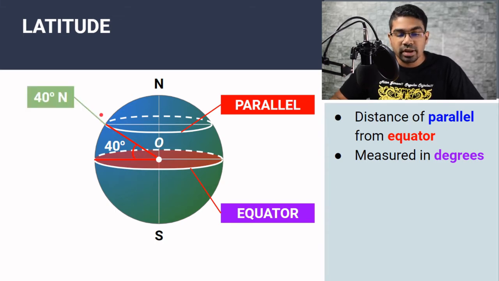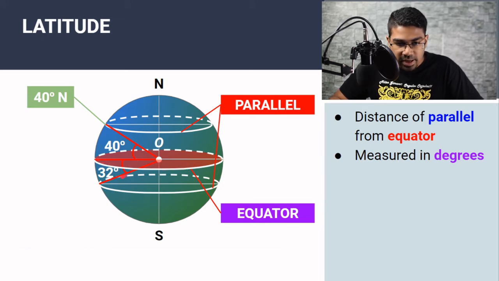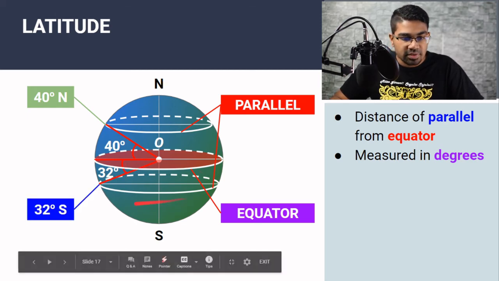We also need to identify the hemisphere in which the parallel is located. If it is in the northern hemisphere, then it will be 40 degrees north. If it was in the southern hemisphere, and the angle between the plane of the equator and this line that connects the parallel to the center of the earth is 32 degrees, since it is in the southern hemisphere, it is 32 degrees south.